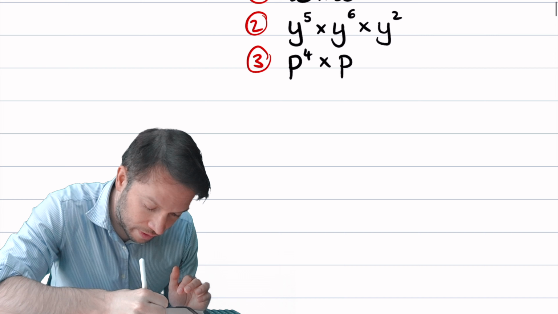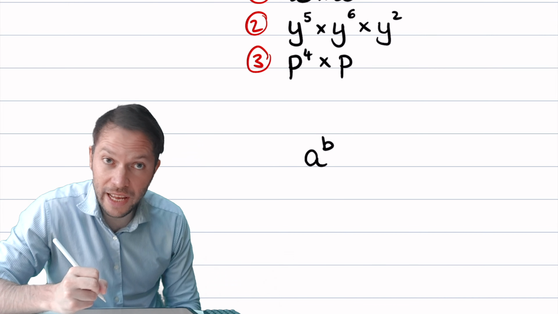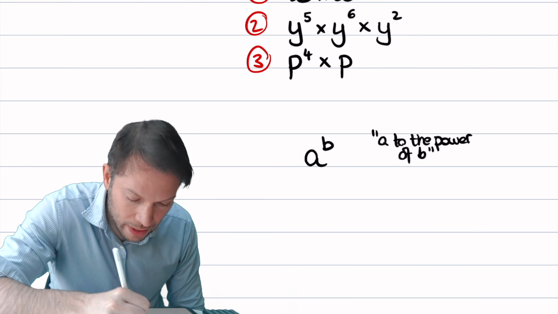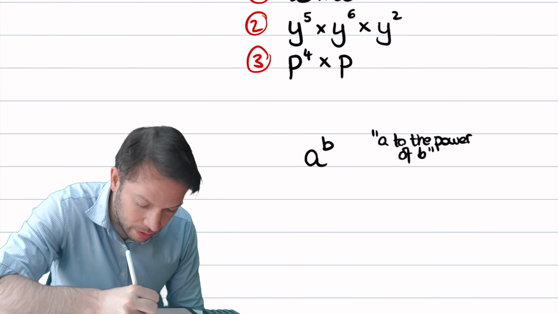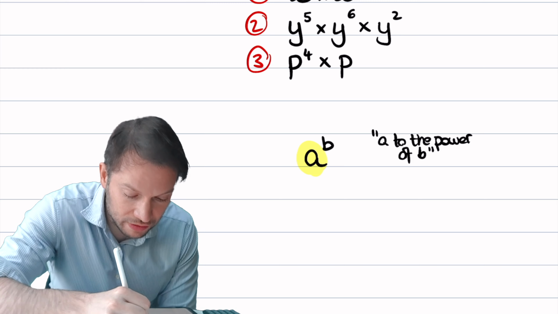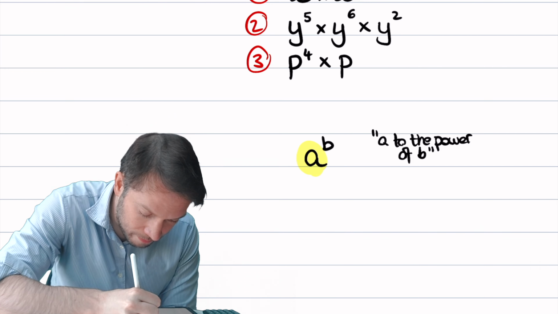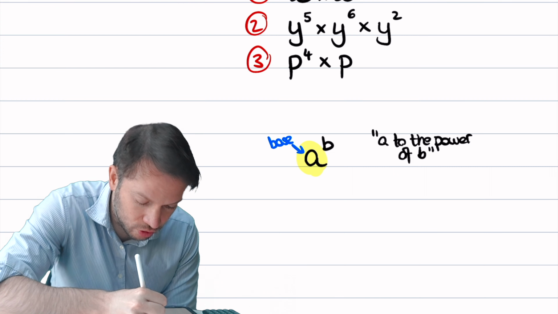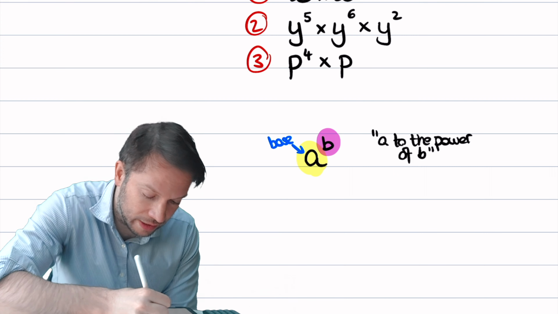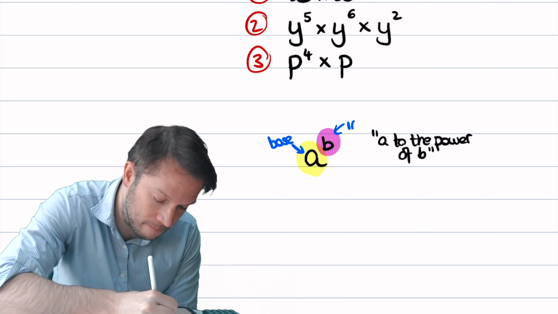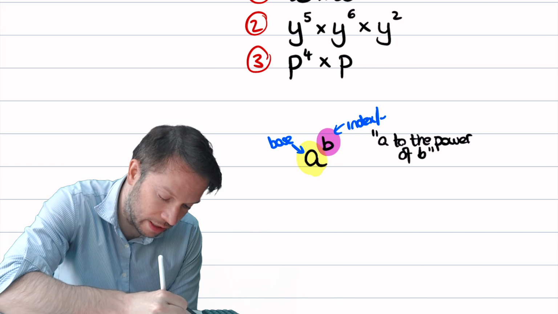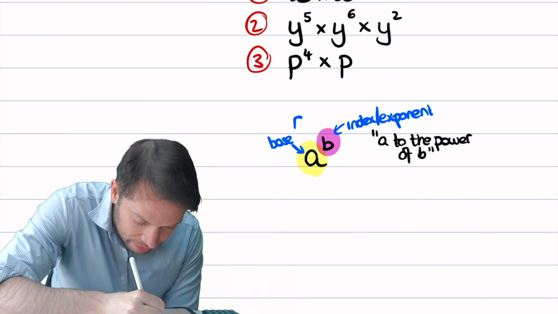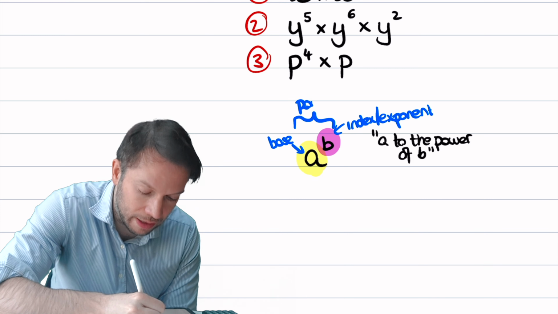If I have something like this, we say that as a to the power of b. And then this bigger number on the left is known as the base. And the smaller number, the top right, that is known as the index, or also known as the exponent. And the whole thing itself is known as a power.